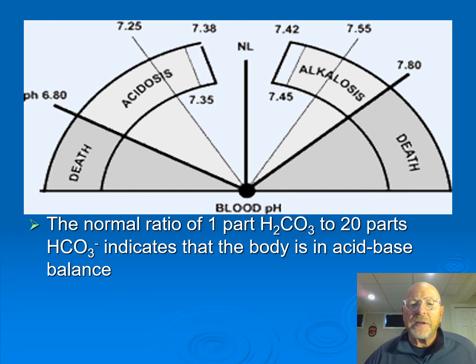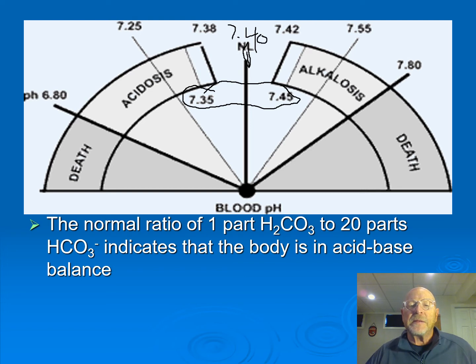All right, let's look at this slide here. So we said that the normal pH range is between 7.35 and 7.45. A perfect pH would be right here, and that would be 7.40. Well, guess what? We're not going to be able to maintain a perfect pH, but the body's been able to maintain its normal metabolic functioning and metabolic processes as long as it can keep its pH in the range between 7.35 and 7.45.